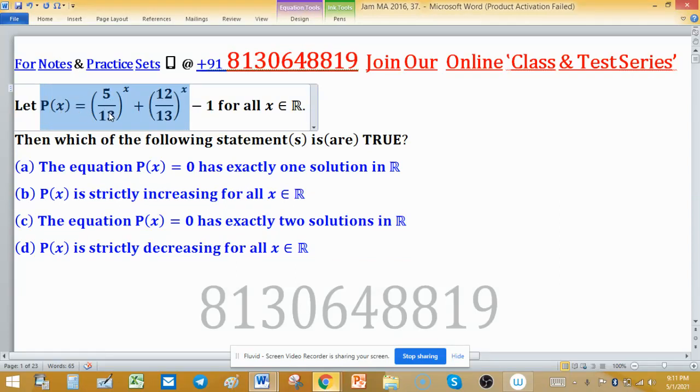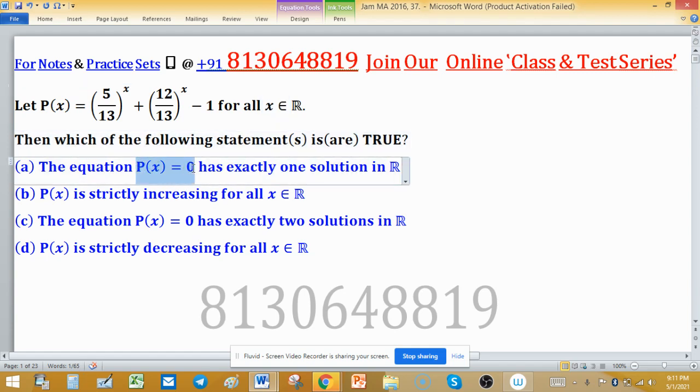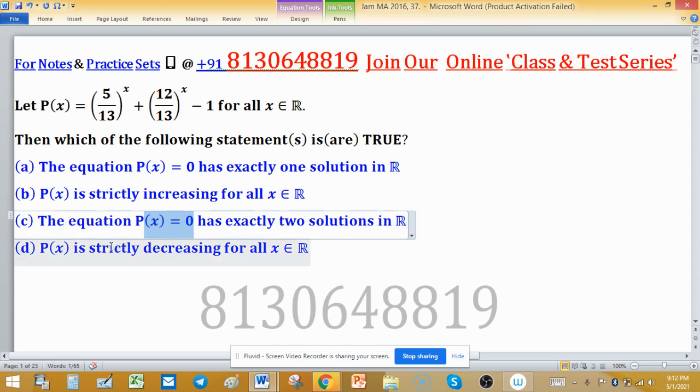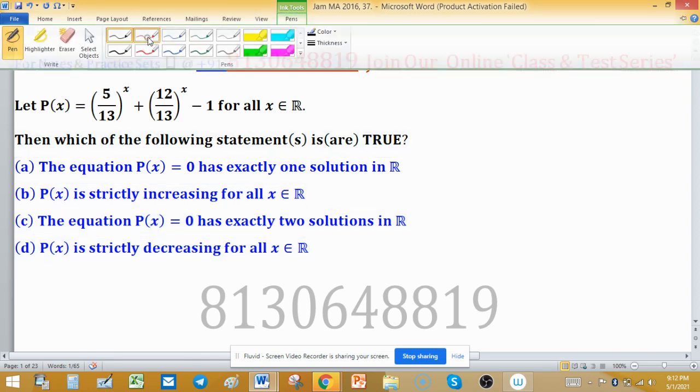Let p(x) = (5/13)^x + (12/13)^x − 1, and this function p(x) is defined for all x belonging to the real numbers. Then this equation p(x) = 0 has exactly one solution, meaning one root in R; p(x) is strictly increasing for all x belonging to R; the equation p(x) = 0 has exactly two solutions or two roots in R, meaning real roots; p(x) is strictly decreasing. So we have to find or check two things.